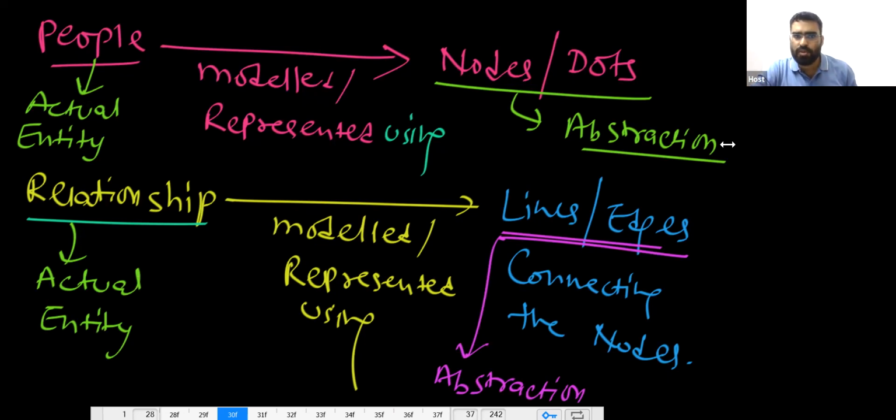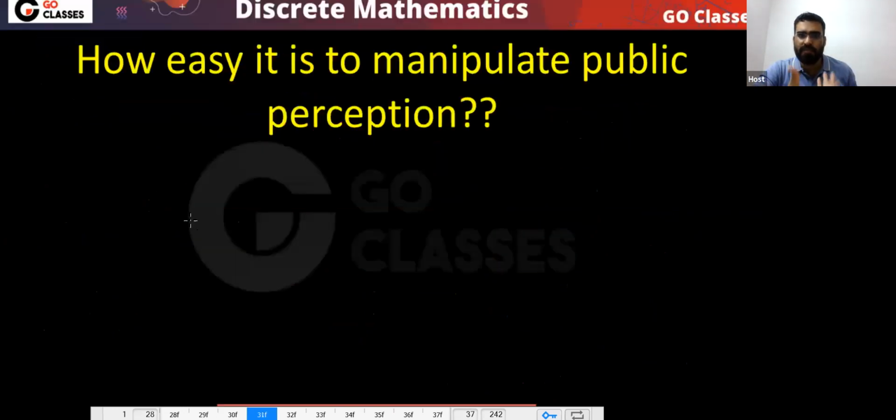Okay. So this is what I'm saying. People are actual entities. For example, you can notice Sandeep, Manisha, Jiren. And nodes and dots, these are abstraction. The relationship between people is an actual thing, but the lines and dots are abstraction. So graph is an abstraction. Yes or no?